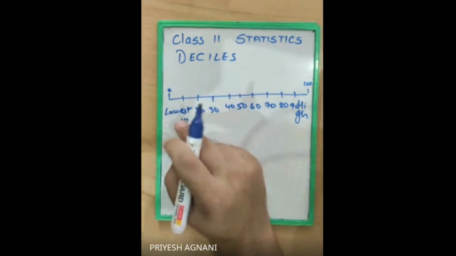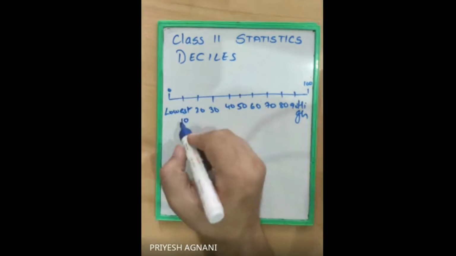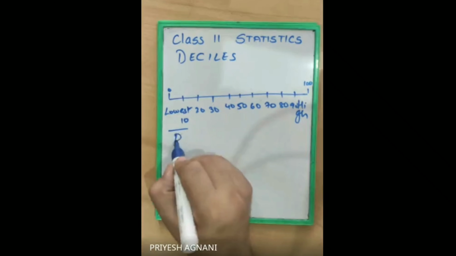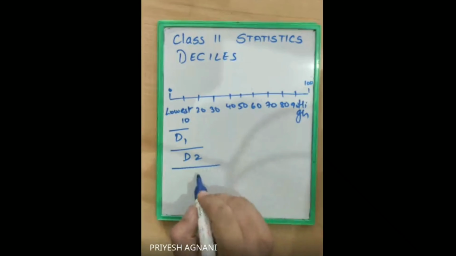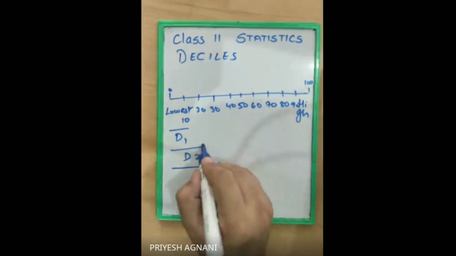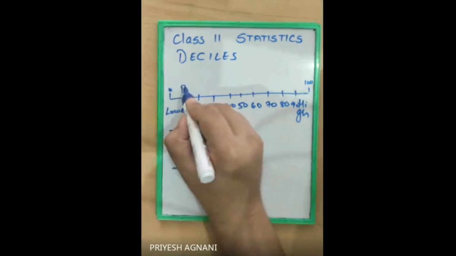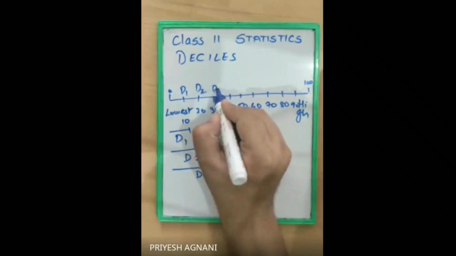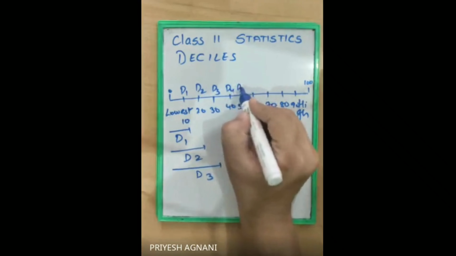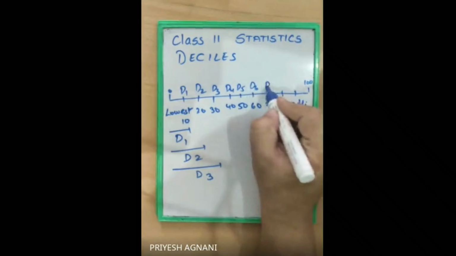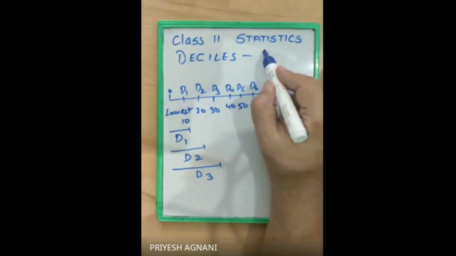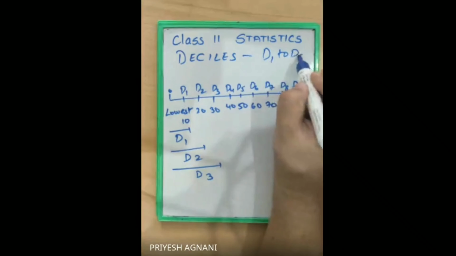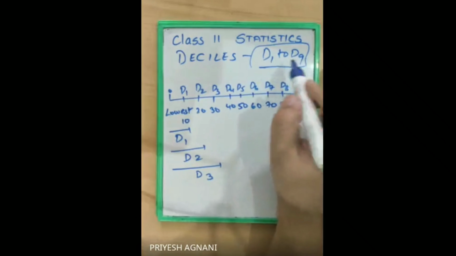So when there are 10 parts taken, the first part is known as decile 1, the second part is known as decile 2, the third part is known as decile 3. So D1, D2, D3, D4, D5, D6, D7, D8, D9. Total from D1 to D9. There are total 9 deciles.